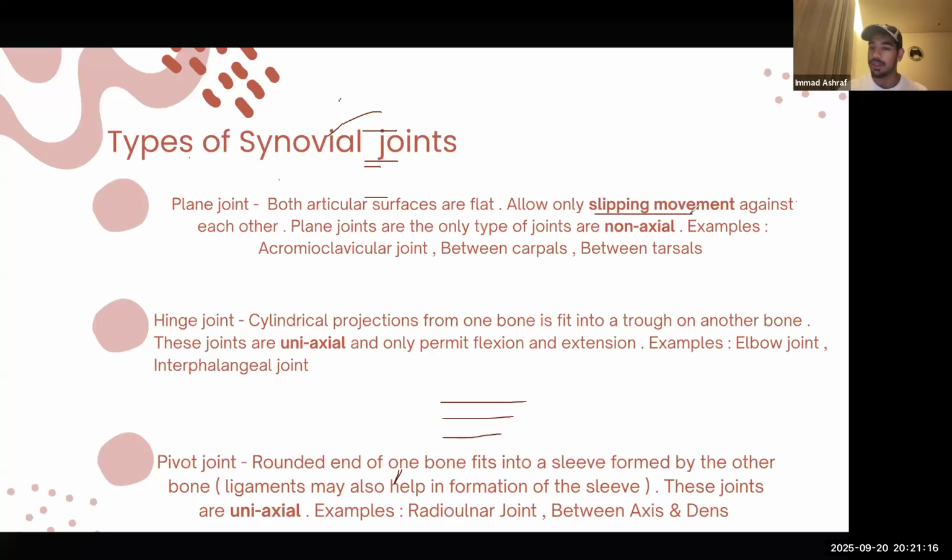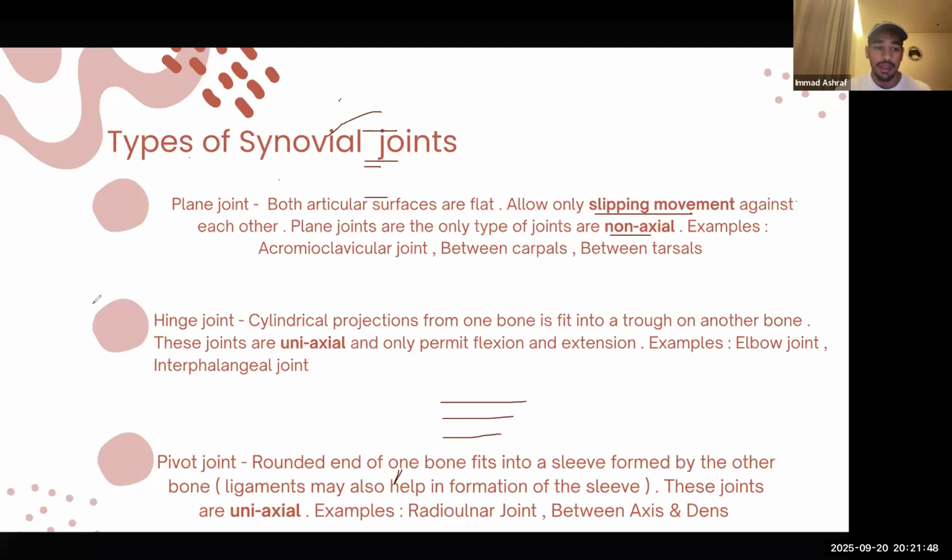So it's not even real movement. It's just like slight slippage, you know. Both the articular surfaces, both the bones, are flat, and they're only slipping. There's no real movement. That's why they're non-axial joints. An example is the acromioclavicular joint, which I'll show you examples of everything, don't worry. Or the joints between the carpals in the wrist or between the tarsals in the foot. They're all examples of synovial joints. Both surfaces are flat and they're slipping against each other.